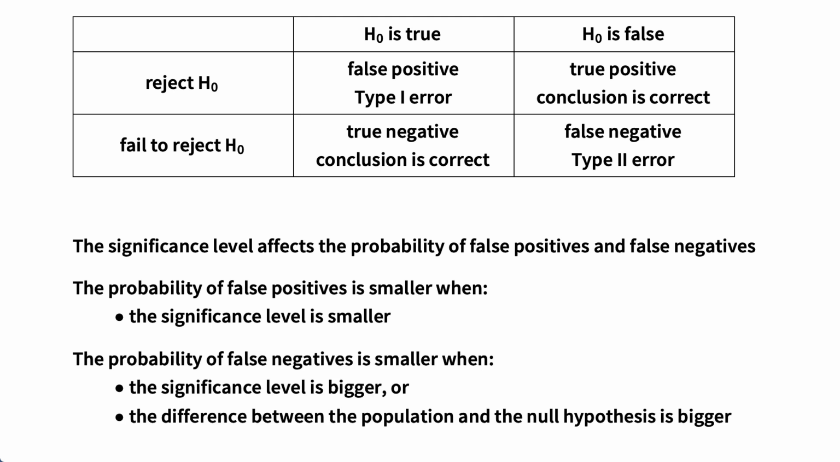The probability of a false negative is more complicated since it depends on the level of significance and on the size of the difference between the null hypothesis and the actual population. It is easy to detect a real effect and avoid false negatives, after all, if the real effect is large.